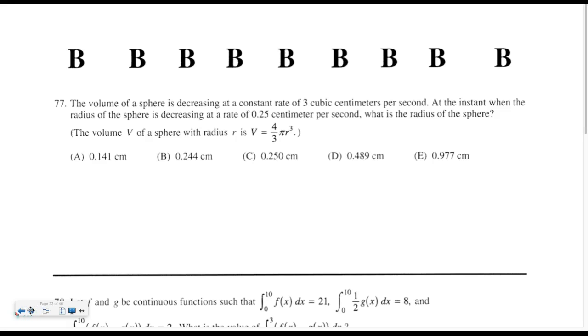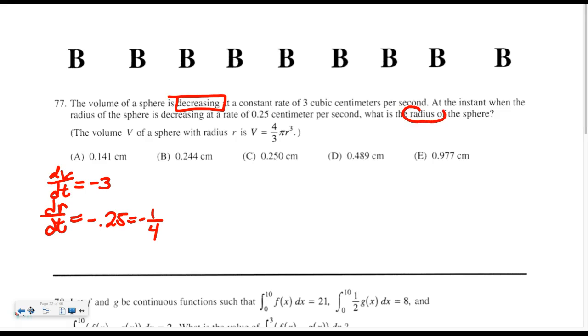Number 77, a related rate. Volume of a sphere is decreasing at a constant rate of 3 cubic centimeters. I would write that down in its calculus notation with dV/dt equaling -3 because of the decreasing rate. At the instant when the radius of the sphere is decreasing at a rate of 0.25, dr/dt equaling -0.25 or -1/4, again because of the decreasing nature of it. What is the radius of the sphere? So I'm looking for the radius.